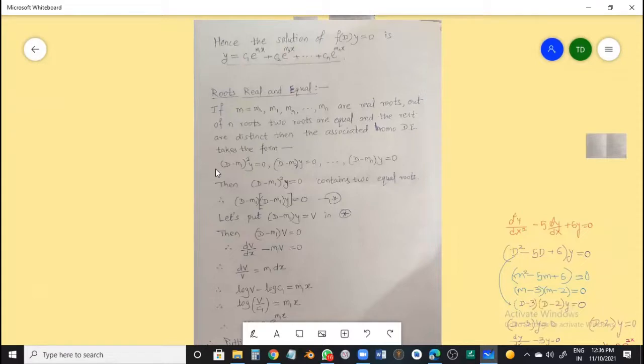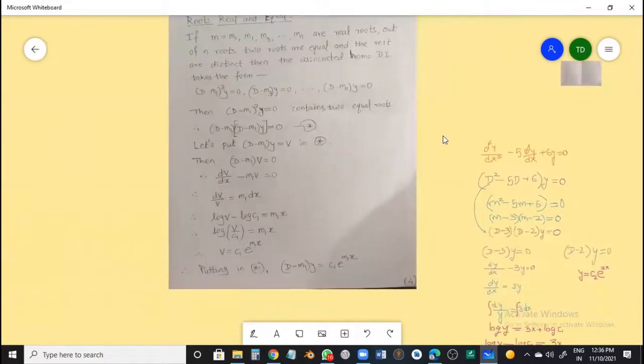So what happens? You get the associated homogeneous differential equation in this format. Okay. So (D minus m1) bracket square y equal to 0. Next will be single (D minus m3) y equal to 0, and so on. What happens in case of this square? Let us see. (D minus m1) operated on (D minus m1) operated on y equal to 0. Okay, let us call this equation as equation star.